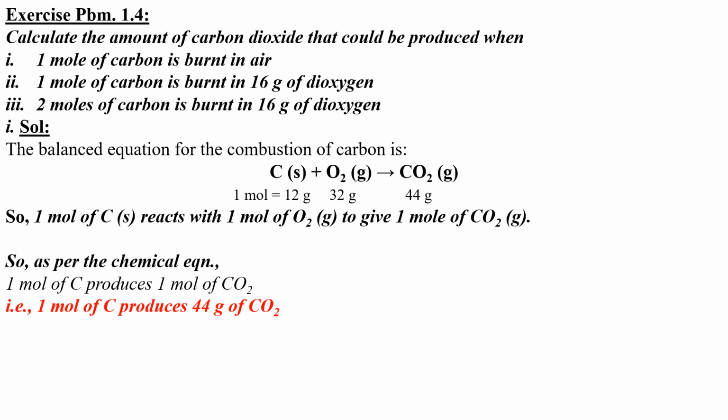Now, having written the reactants and products, you must try to balance the chemical equation. And after balancing, you can see that carbon plus oxygen gives carbon dioxide gas. You need not do further balancing. It is already balanced. There is one carbon atom on the reactant side, one on the product side. Two oxygen atoms on the reactant side and two on the product side. Now, let us try to see this reaction in terms of moles. So 1 mole of carbon reacts with 1 mole of oxygen to give 1 mole of carbon dioxide.